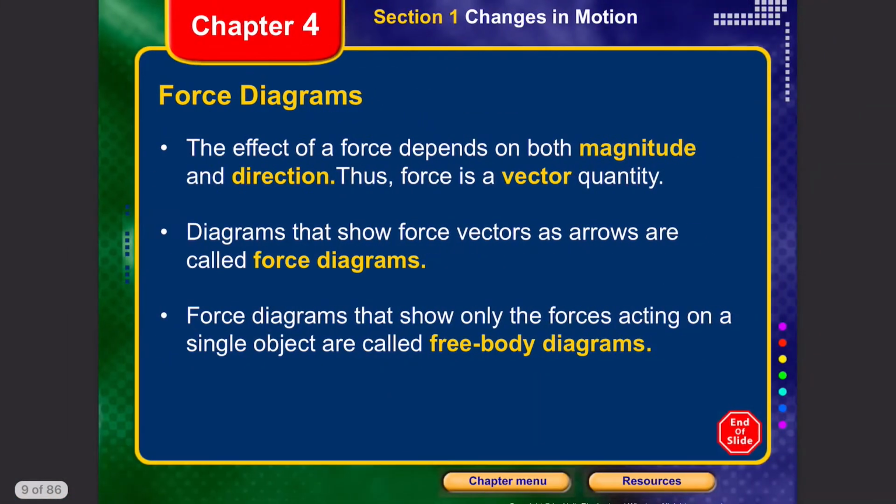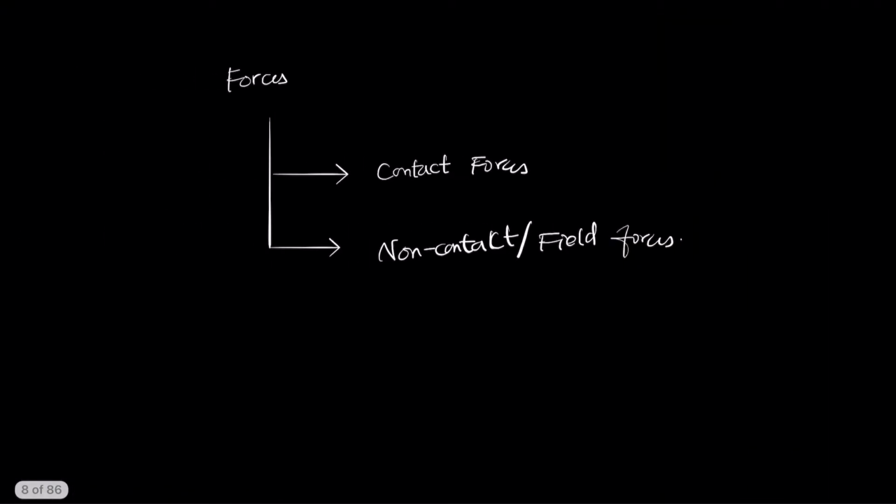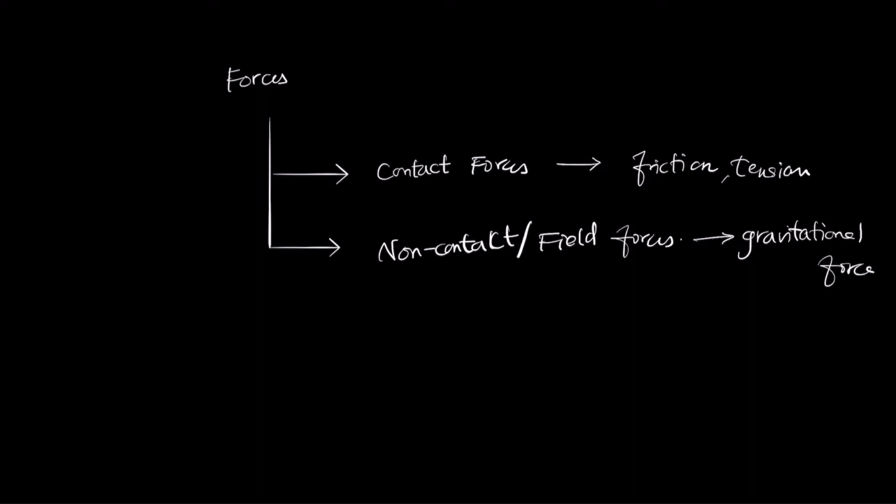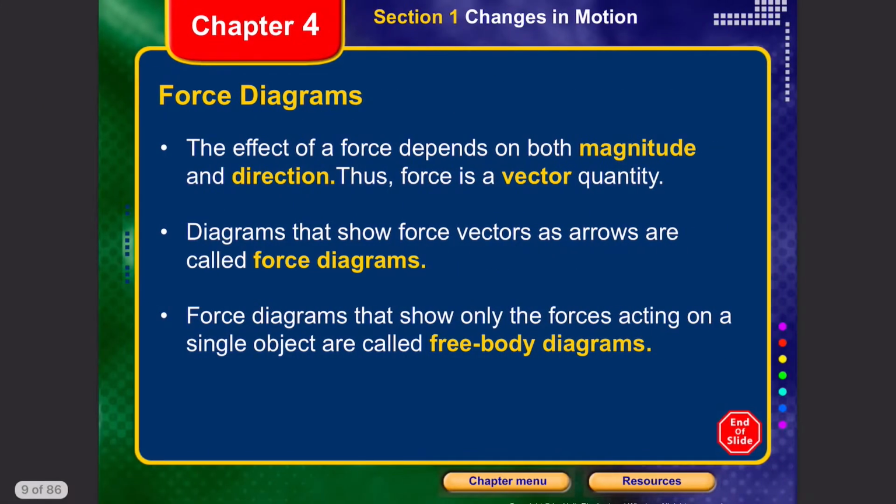An example of a contact force would be friction. An example of a non-contact force would be gravitation. So gravitational force is a non-contact force, while friction is a contact force. Friction and tension are all examples of contact forces. Gravitational force, electrical force and magnetic force are all non-contact forces.